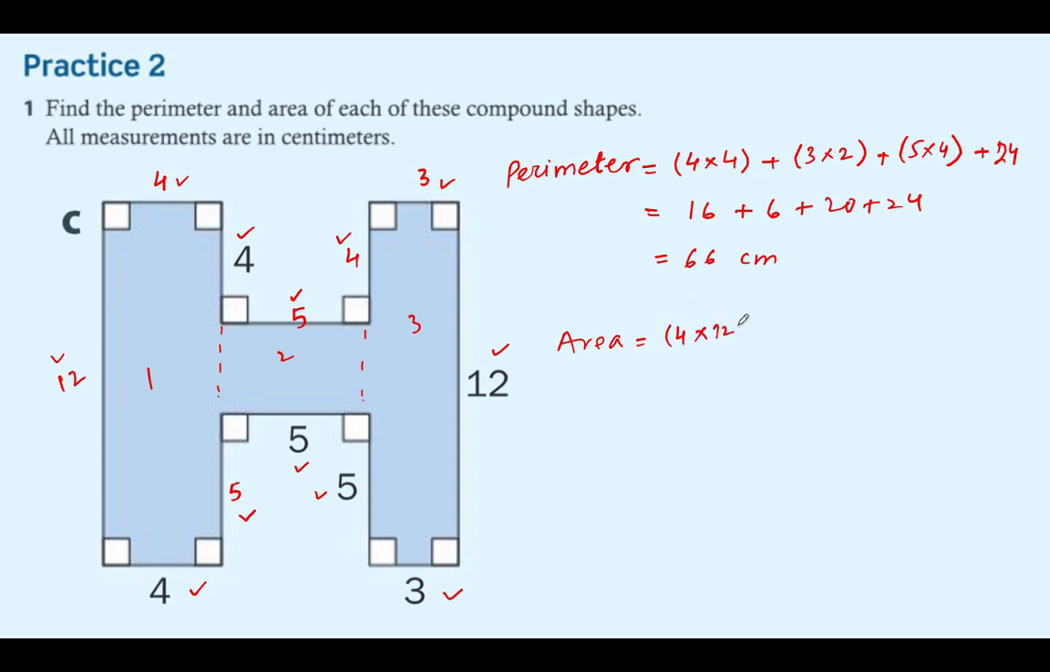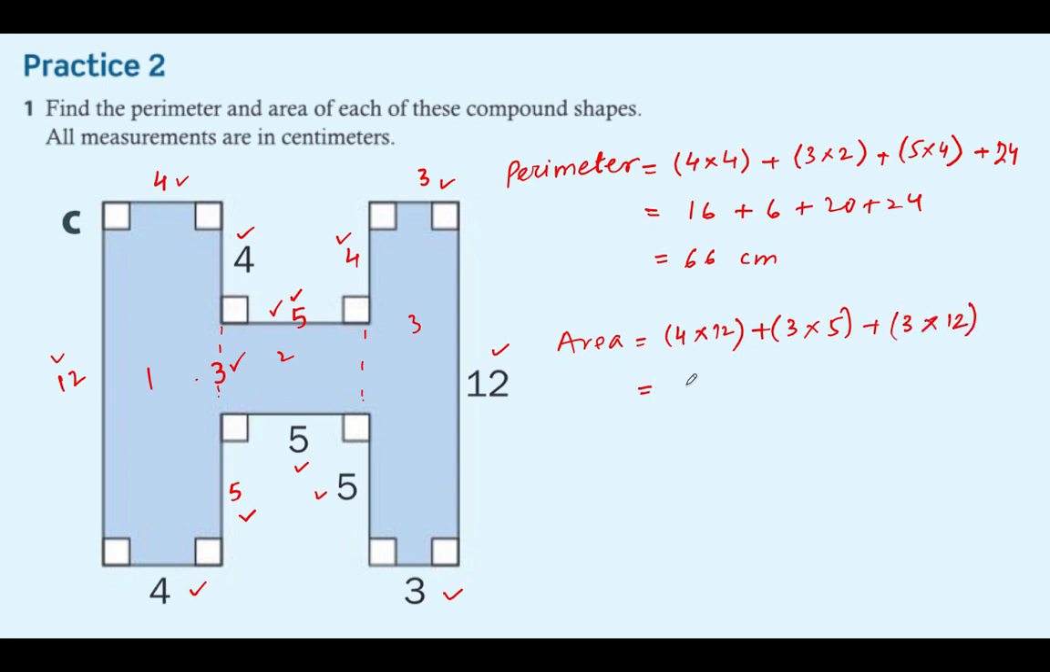So 4 times 12 plus this one is 5, and we need to sort out the height as well. This is 4, this is 5, and this whole length is 12. So this must be 3, because 4 plus 3 is 7, plus 5 makes 12. So this is a 3 by 5 rectangle. So 3 times 5 plus, and this is a 3 by 12 rectangle.